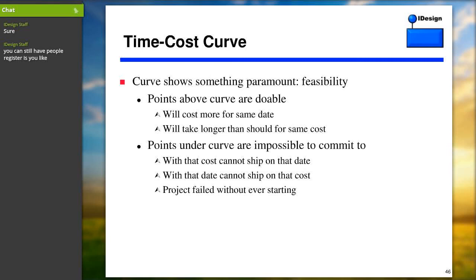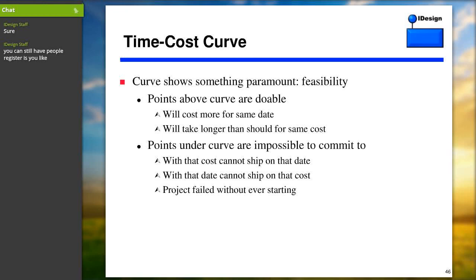Points above the curve are doable. By doable, I mean it would take longer for the same cost, or it will take longer for the same cost, but it's actually doable. Points under the curve are impossible to commit to. No amount of cost or effort or sweat could change it. So it actually looks like this.